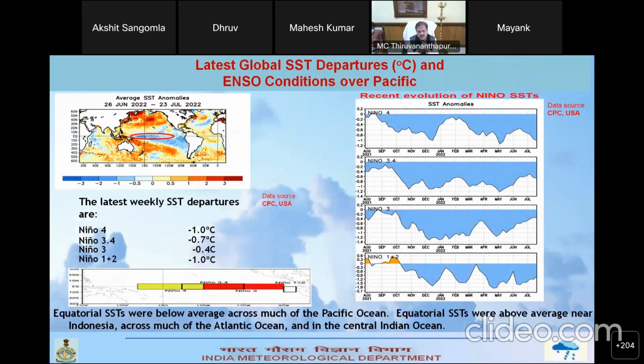Now, if I look at the large-scale processes at present, that is El Nino La Nina conditions or ENSO conditions, the temperature is minus 1.0 degrees Celsius for Nino 4. Nino 3.4 is minus 0.7. Once it is exceeding minus 0.5, it is called La Nina, and it is a moderate La Nina condition, minus 0.7. It was predicted earlier that it will be moderate La Nina conditions and continue throughout. And now also, our forecast is that it will continue throughout the season.